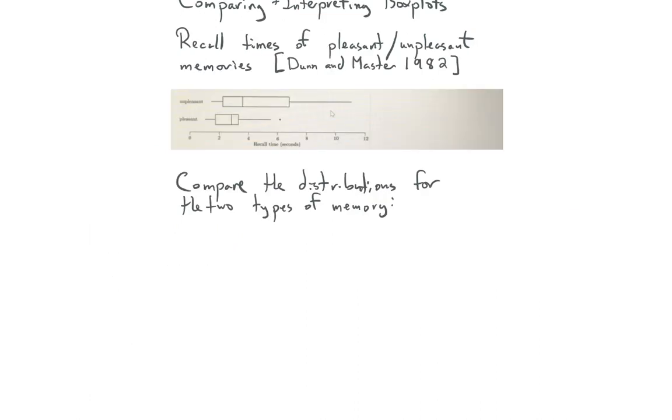Now let's get to talking about box plots. One thing that's important with box plots is being able to interpret them, especially comparing two box plots. So we have this study here that was done in 1982 by Dunn and Master, and what they did is they recorded the recall time of pleasant and unpleasant memories, and then put that data into a box plot.